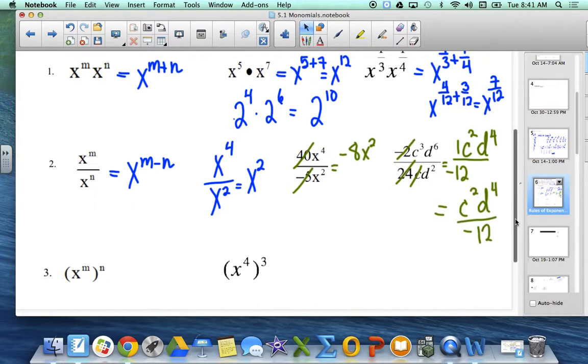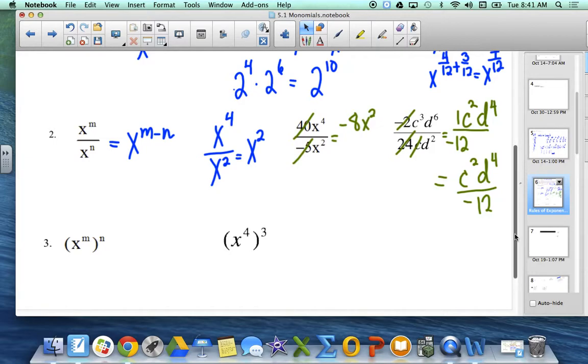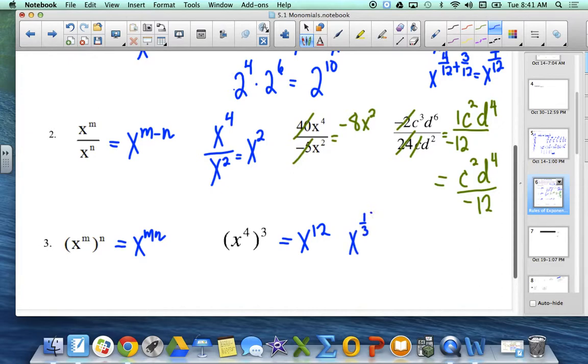The next rule, x to the m raised to the n, you're going to multiply your exponents. So here you get x to the 12th. I don't care what they are. Another example might be x to the 1/3 raised to the 1/2. You're going to multiply your fractions and you get 1/6.